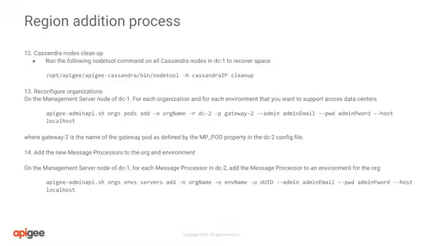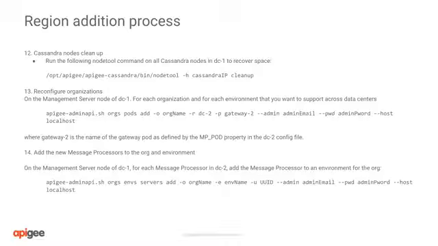Step 13. If we need to support organizations across both regions, we need to run some reconfiguration. To do this, we run the Apigee admin API command shown on screen, passing it the name of the organization we want to support across multiple regions, the name of the second region we created, DC2, and the name of the gateway pod we specified in the region 2 response file, which is gateway-2. The command is run on the management server in region 1.